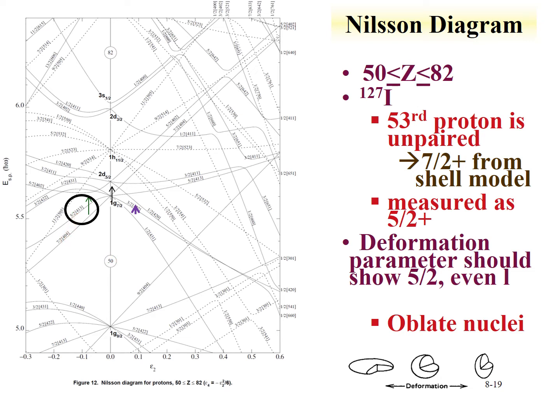We see that the spin and parity of iodine-127 is 5/2 plus. Based upon this Nilsson diagram, we could say that the nuclear shape, if the spherical is here, oblate is negative deformation parameter, prolate is a positive deformation parameter. The spin of 5/2 for the 53rd proton indicates that this nucleus is deformed with an oblate shape.